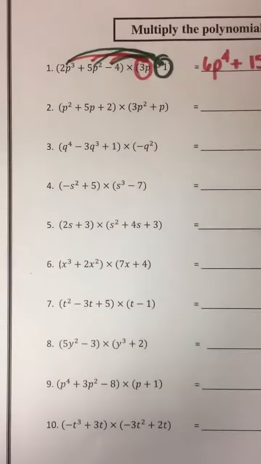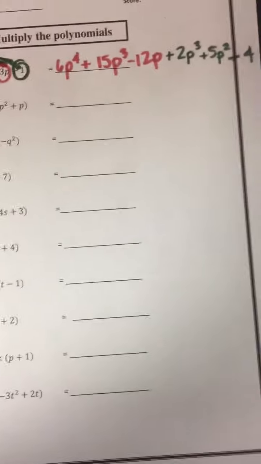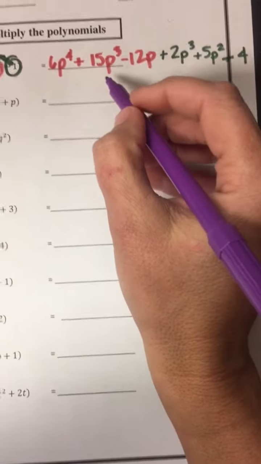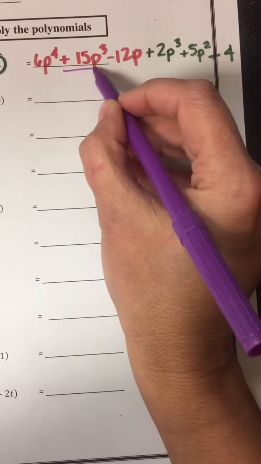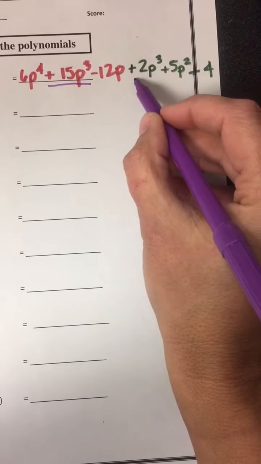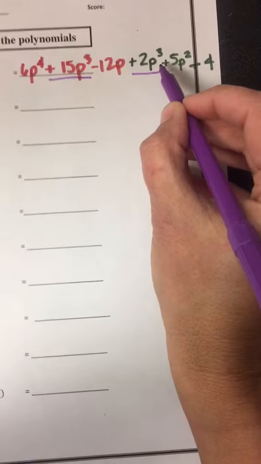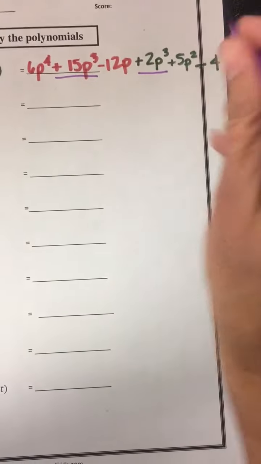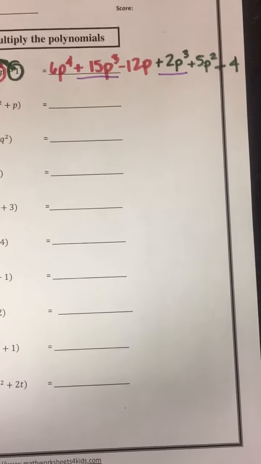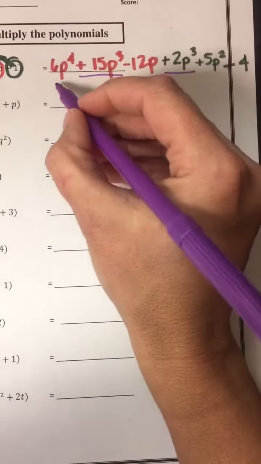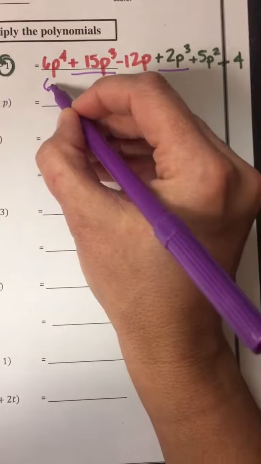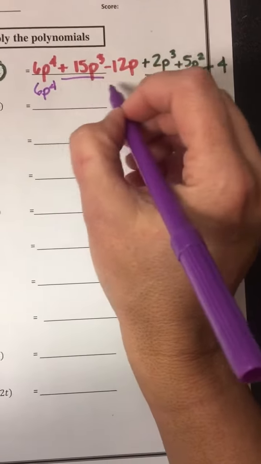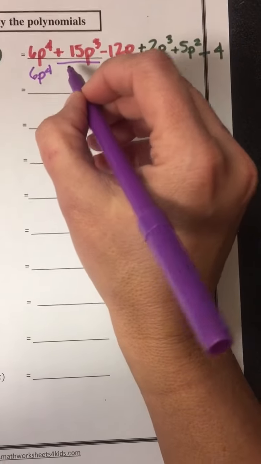So now I'm going to look and see if I can combine any like terms. I do have a 15p cubed and a 2p cubed. So I know I can combine those. I don't see anything else that I can combine. So now I'm ready to go ahead and write my answer. So I'm going to end up with 6p to the fourth power, because that does not have any buddies. There are no other fourth degree terms.